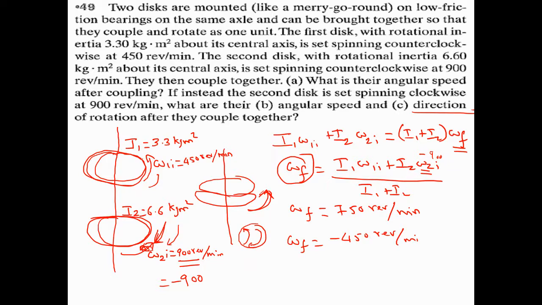But in the second part of the question, your first wheel is rotating in the counterclockwise direction, but your second wheel is rotating in the clockwise direction. Now, which direction will it be rotating after coupling? Clockwise, because it's minus. Not only minus, you can see the value. Here it is 450, here it is 900. Which one is greater, brother? 900.